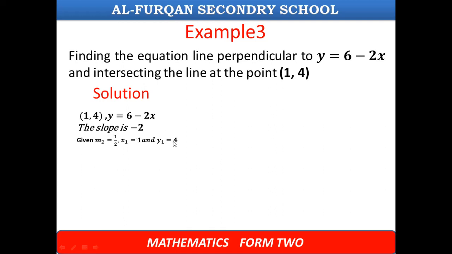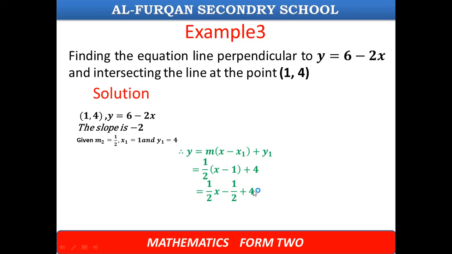Therefore, the equation of the line, when we have the point and the gradient, is y equals m times (x minus x1) plus y1. Here m is 1 divided by 2, x1 is 1, y1 is 4. Then simplify: 1 divided by 2 x minus 1 divided by 2 plus 4.